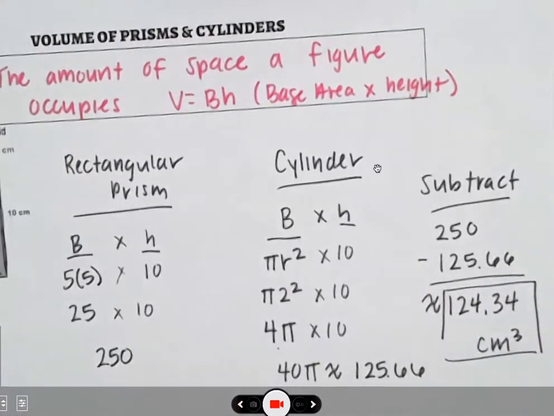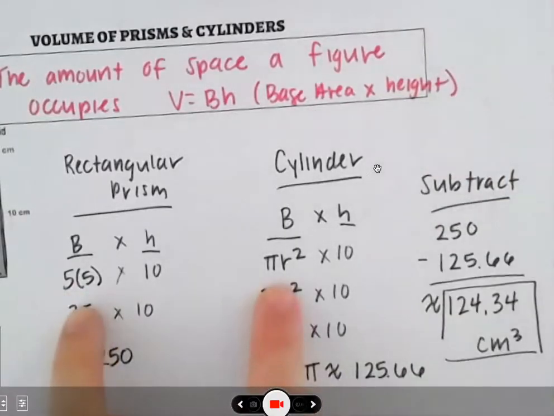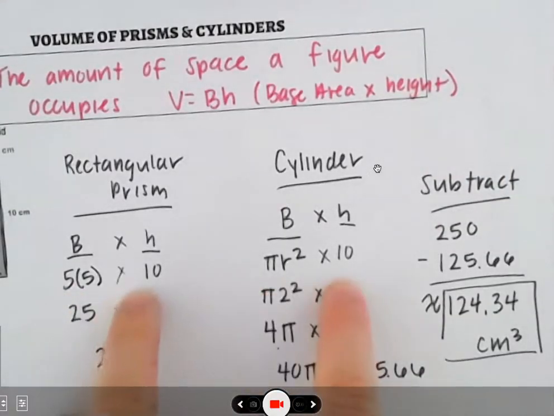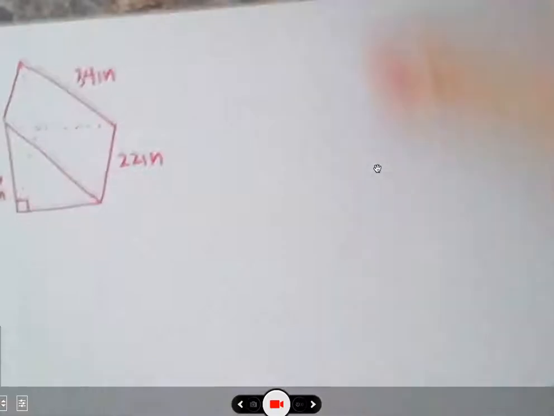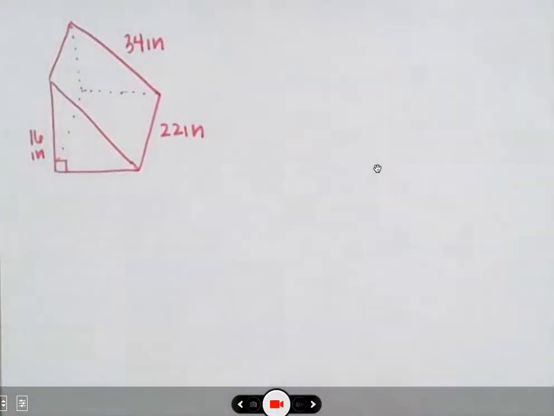So don't overthink anything. All you're doing, again, is finding the base area of both of your solids, multiplying by the height, and that gives you the volume of your solid, okay? These ones are not in your notes, but they do show up in your homework, so I just figured maybe we should talk about them quick.